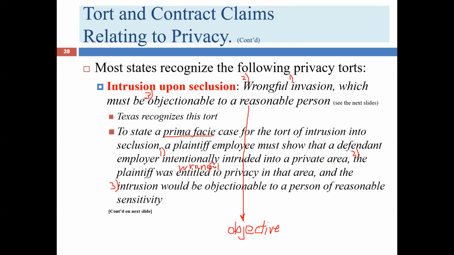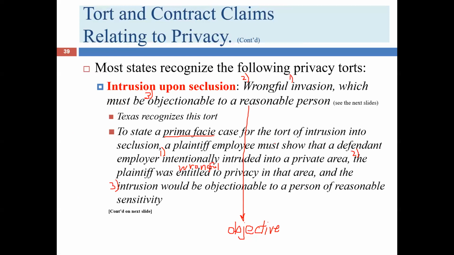So as you're preparing, just keep in mind these 3 requirements. Now, because our tests are true or false or multiple choice, you don't have to commit to memory. I'm not going to ask you to repeat the 3 elements for intrusion upon seclusion. It's enough that you be able to recognize it when you see it. This particular tort, Texas courts have recognized, so you're good to go for this tort in Texas if you're the plaintiff. And that means that employers need to be concerned about this.